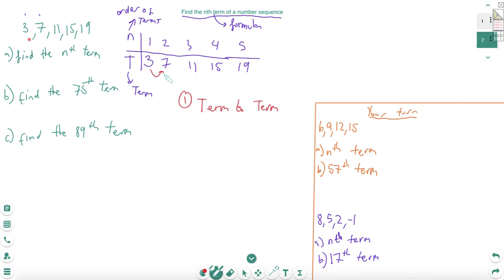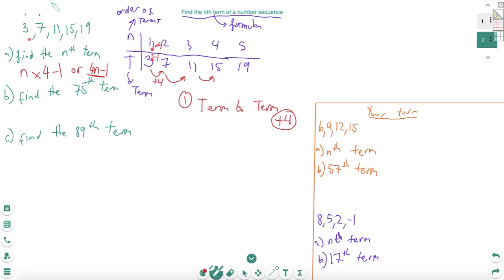Basically, that's the jump from term to term, and that's going to be plus 4. If it's plus 4, we're going to multiply by 4. So 1 multiplied by 4 is 4, and we have to subtract 1 to get to 3. So our nth term is n multiplied by 4 minus 1, or a better way of writing that is 4n minus 1. And that's our answer. That's our nth term.